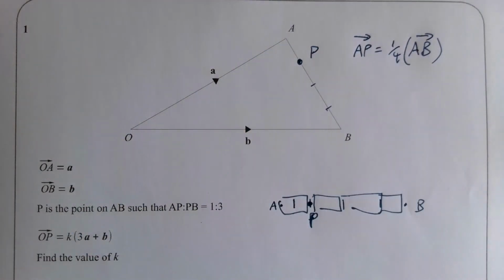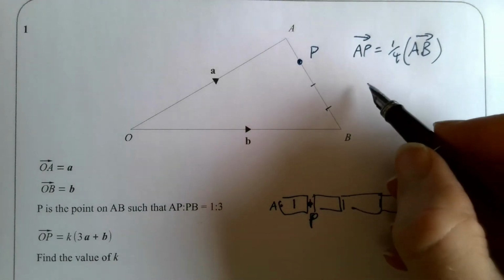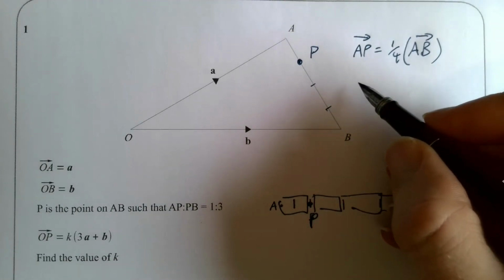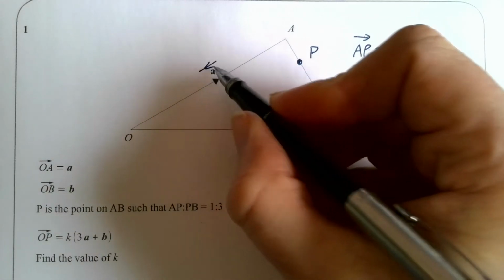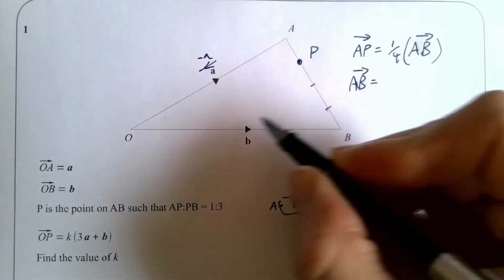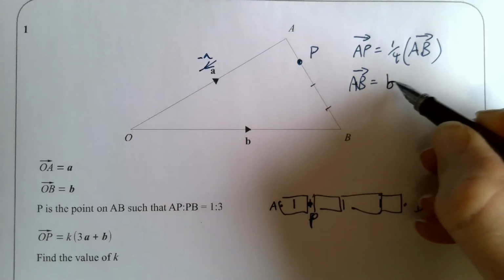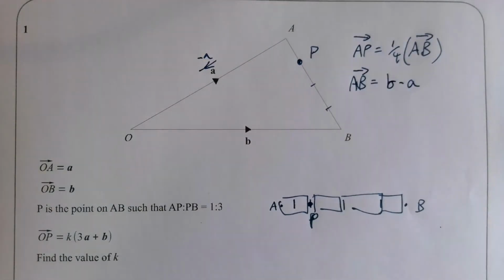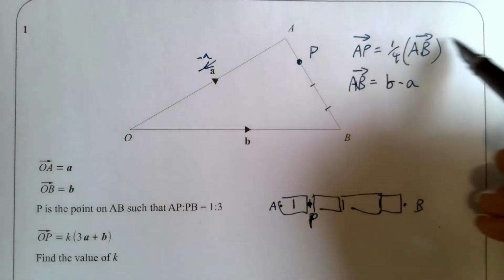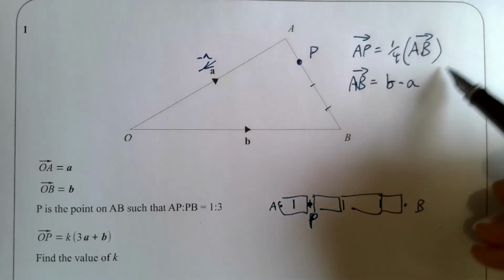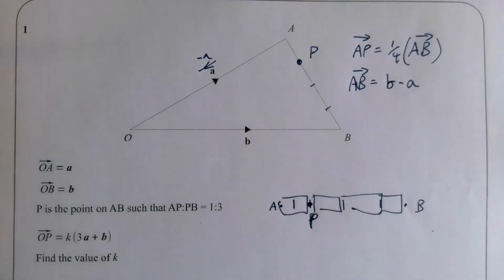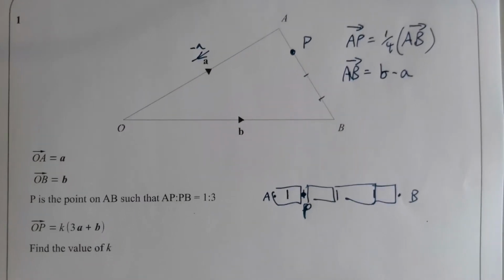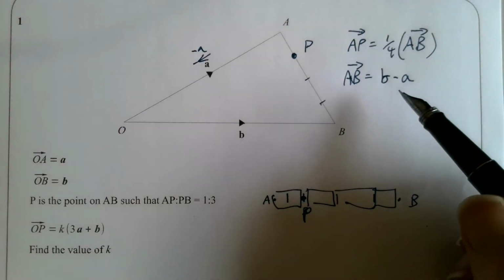Then all I need to do is talk about what it is to get from A to B first of all. So from A to B is going to be against the arrow there, so that is minus a and then plus b, which we could also call b minus a, because I could go along there b and then the opposite of that down and get to there that way. So AB is b minus a.